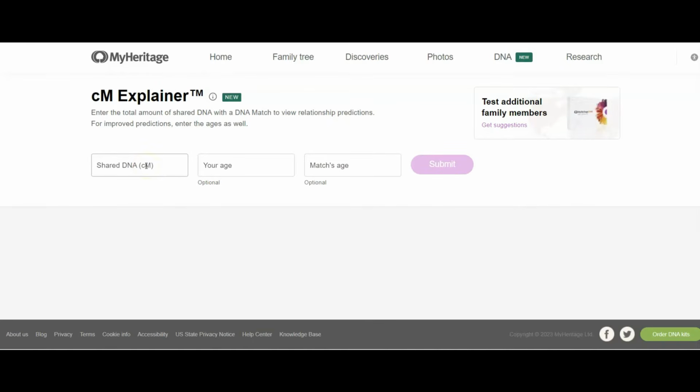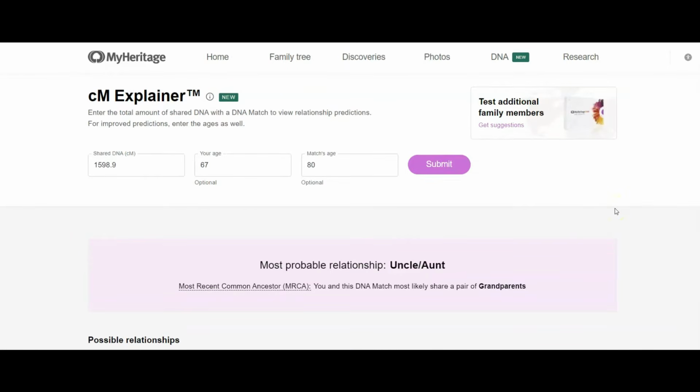So let's look at some examples and see how the CM Explainer works. So if I have a match that I share 1,598.9 centimorgans, and I put my age, don't tell anybody, and then in their profile it shows that their age is 80, and I'll talk further about how you can tell a person's age. So submit, and it tells me that that person is likely an uncle or an aunt, and that our common ancestor is my grandparent.